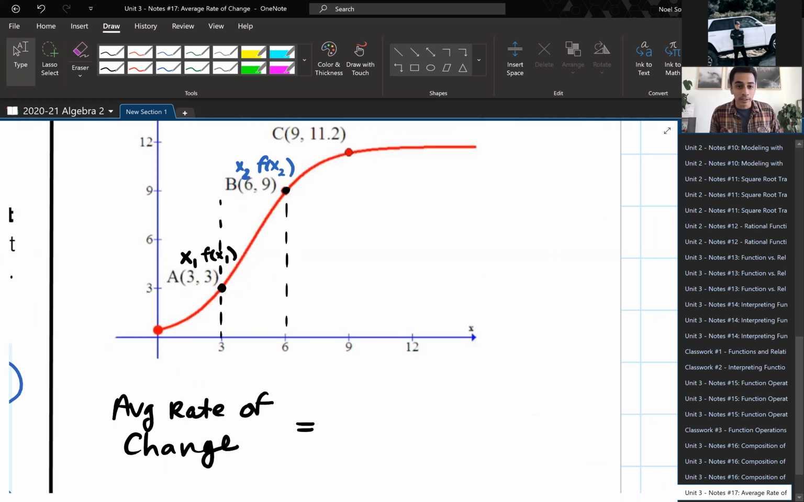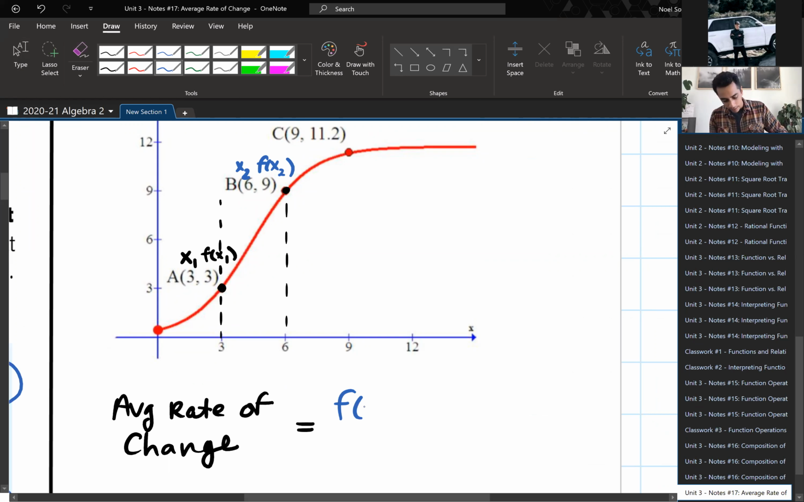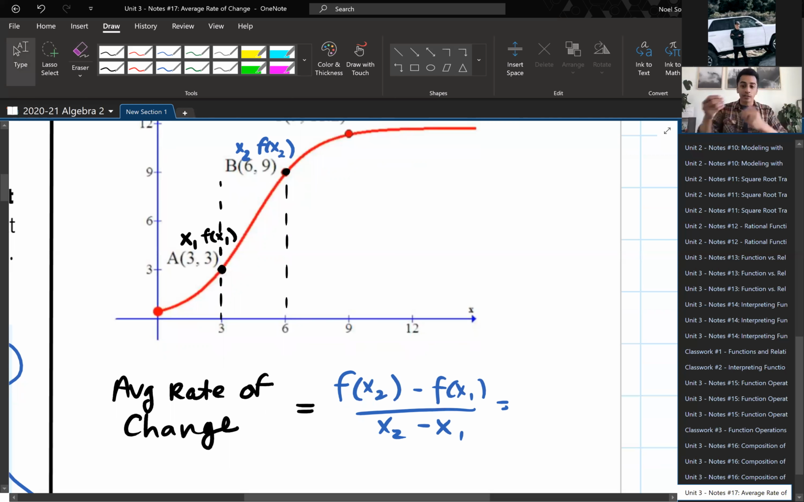So why do I label it like that? Because I want to be familiar with this notation where my average rate of change will be f of x2 minus f of x1 all over x2 minus x1. And then I can just substitute and plug in my values where I need to.